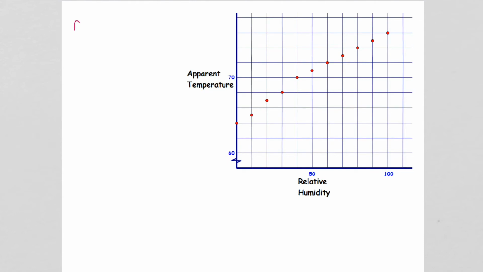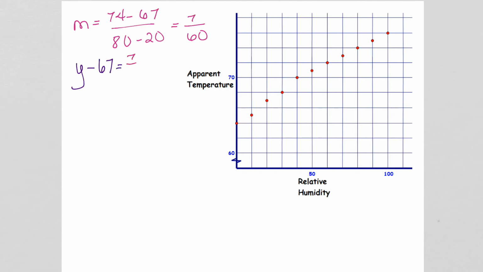So, we've done this before. Find the slope. Subtract the y's over subtract the x's. And so the slope is 7 over 60 for our line. And then we're going to plug it into point slope form and solve for y to get it into slope intercept. So y minus, I'm going to just use my first point, 67, equals the slope times x minus 20.